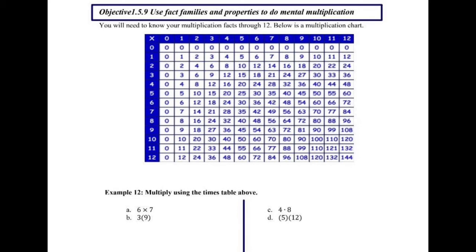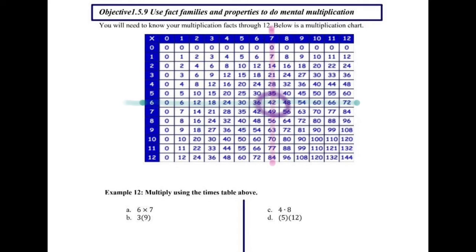Okay, so using the times table chart, I'm sure most of you have already seen one, but I'm going to explain how to do it just in case. For the first example, 6 times 7, we're going to find 6 and highlight that entire row, and then we're going to find 7 and highlight that entire column. Where they cross is your answer.